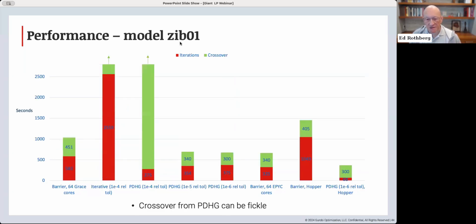So here are results from model ZIB01. Not going to go into much detail here. One thing I did want to point out is that here's a case where PDHG with a 10⁻⁴ tolerance, the crossover just doesn't finish, doesn't complete. The solution is just not a good starting point for crossover. Whereas with 10⁻⁵, 10⁻⁶, crossover finishes relatively quickly. So the crossover from PDHG can be fickle. Basically, you need to choose the right termination criteria in order for crossover to succeed.